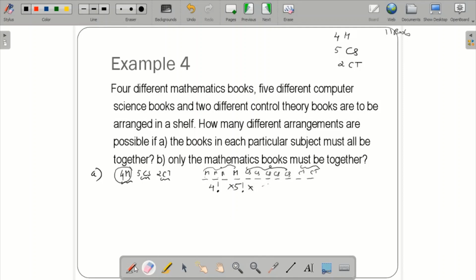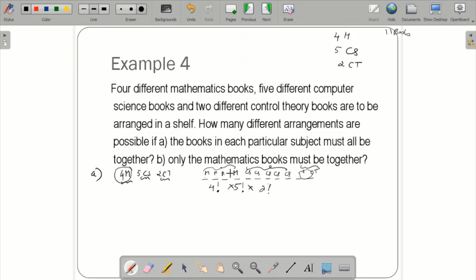CT within themselves can be arranged in 2 factorial ways. The 5 CS textbooks can be arranged within themselves in 5 factorial ways. Maths also within themselves in 4 factorial ways. They have not told that the order is fixed; they only asked how many different arrangements are possible if the books in each particular subject must be together, but arrangements within themselves can be done: 4 factorial, 5 factorial and 2 factorial.